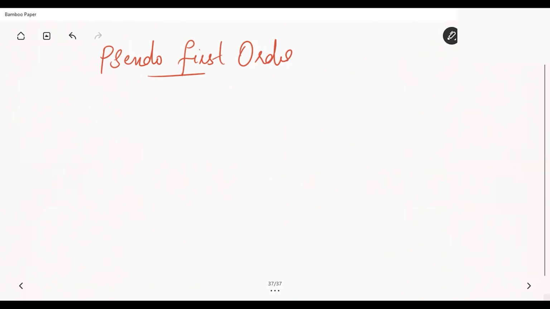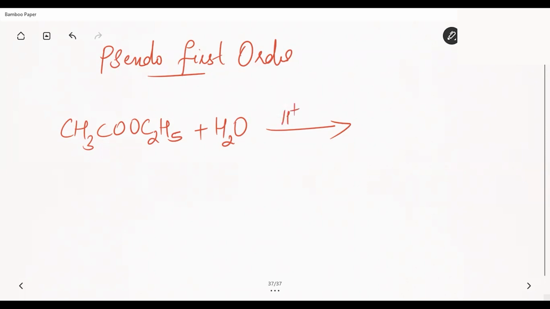Consider the chemical reaction between two substances when one reactant is in excess. For example, take CH3COOC2H5 plus water. What is this reaction? You know this reaction, right? Hydrolysis of ester. We are adding water in the presence of acid. What will you get? CH3COOH, acetic acid, plus C2H5OH, alcohol. So this is the hydrolysis of ester.